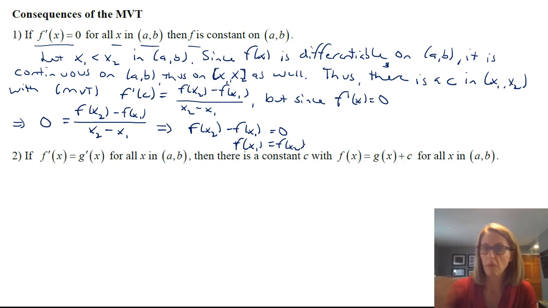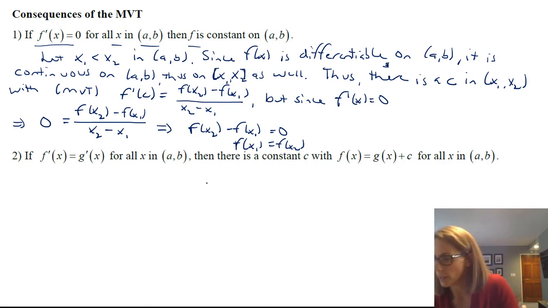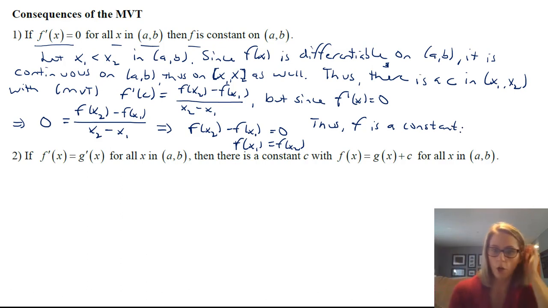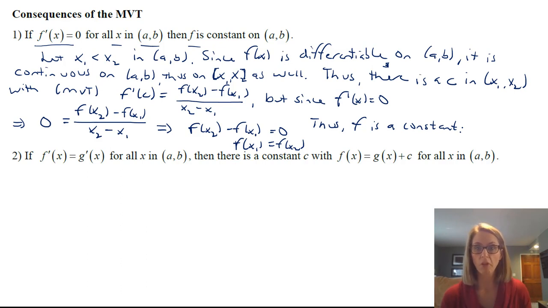Big idea here is x1 and x2 can be anything within that interval. And because of that, we're being told that the y values are the same. And again, the arbitrary x1, x2 tells us that since our y values are the same, thus f is a constant. So f must be a constant because we've shown that all the y values are the same. And we know that if all the y values are the same, then you have a constant. That's by definition. So we're done with that.